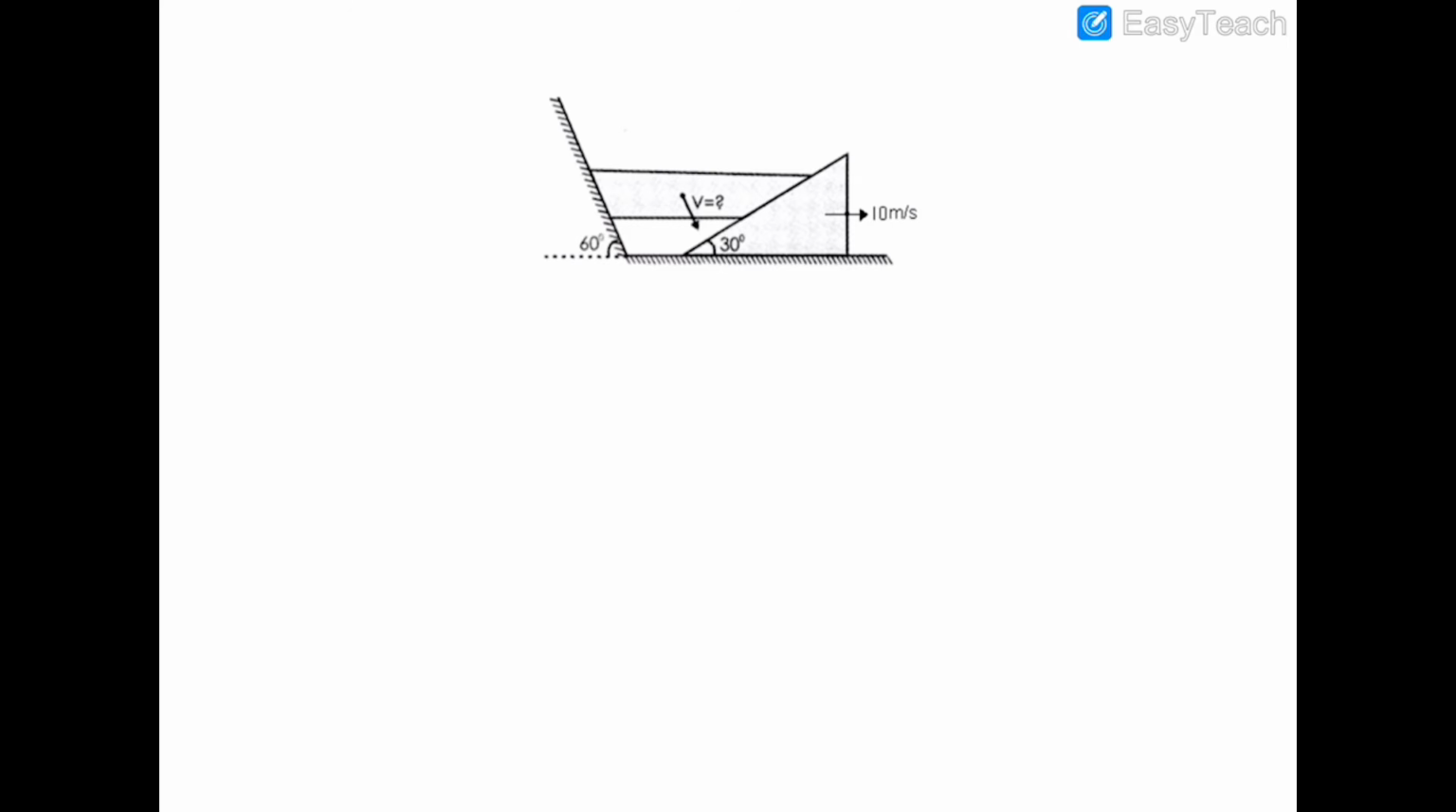So the direction of velocity is given in the question, but if it is not stated, then we can assume that the direction will be parallel to the fixed contact. So the direction of velocity will be in this direction, and the contact will be like that.